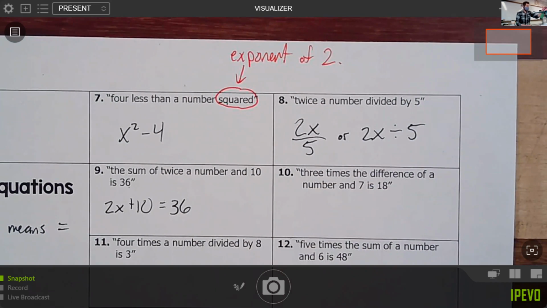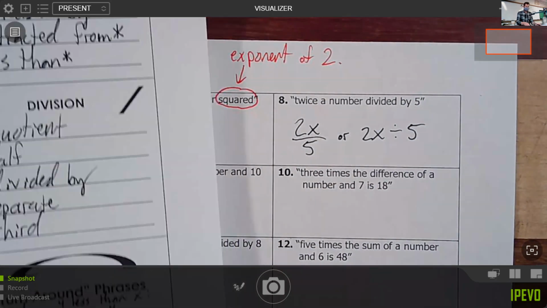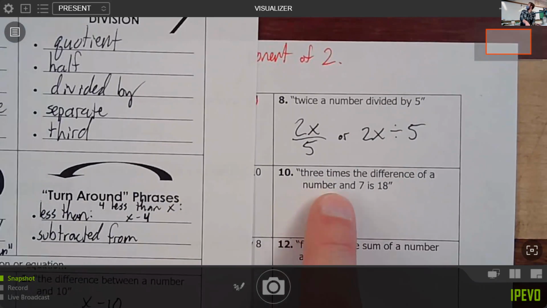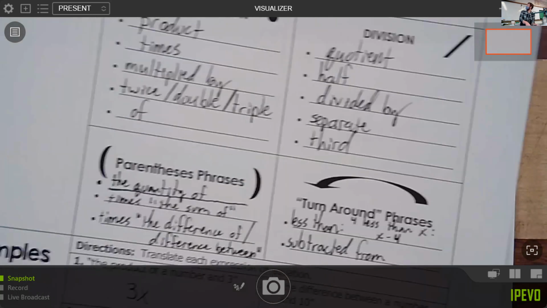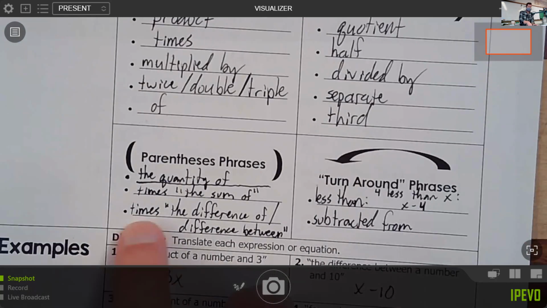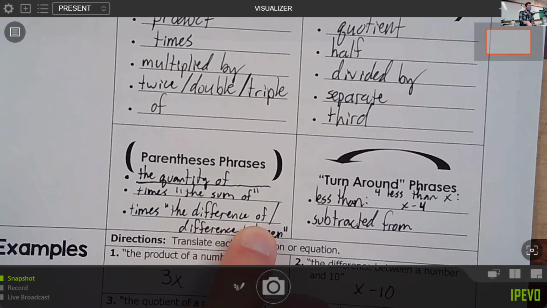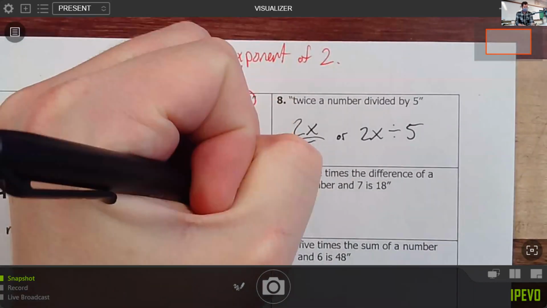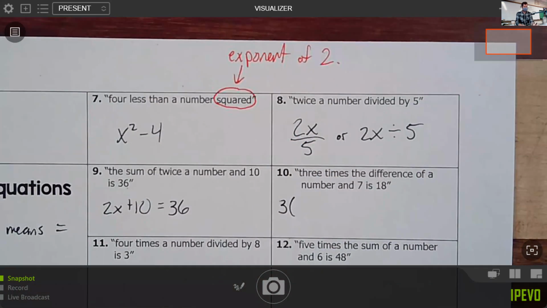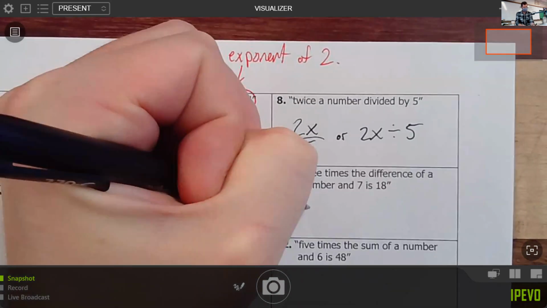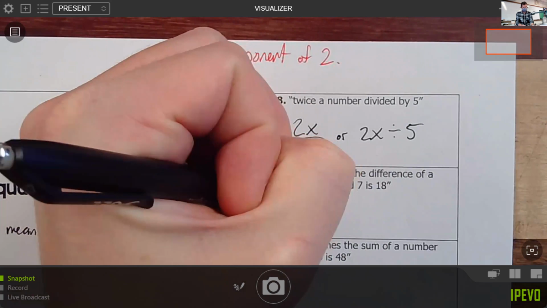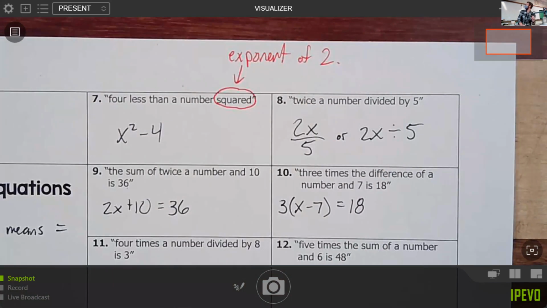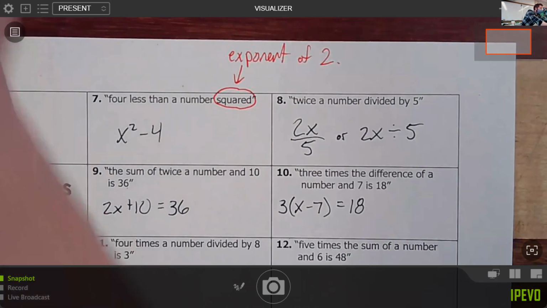Parentheses, yes, this is one of our parentheses phrases. So 3 times the difference of a number, we can see down here, parentheses, times the difference of, that means we're going to have parentheses. So it's going to be 3 times, in parentheses, the difference of a number and 7, is 18. So 3 times the quantity x minus 7 equals 18.